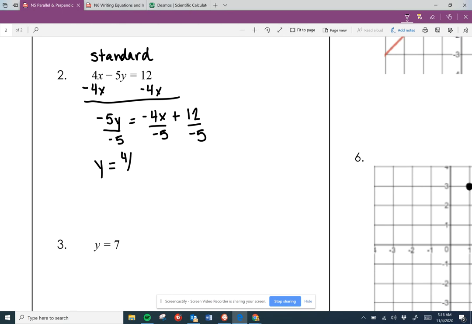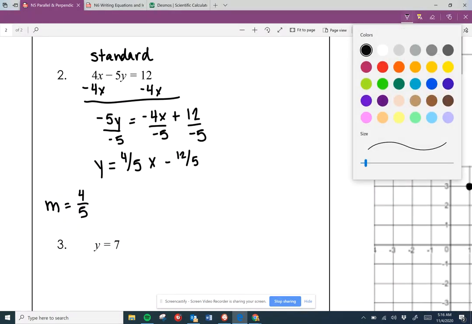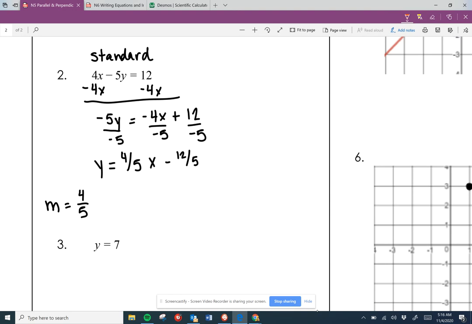So the slope of my original line is 4 over 5. The slope of my perpendicular line is going to have to be negative because this one is positive, so my answer needs to be negative. I have to flip my sign. I also need to flip my fraction. So this 4 is going to go to the bottom, and then my 5 is going to go to the top. So my answer for my perpendicular slope will be negative 5 over 4. In my last example, I have y equals 7.